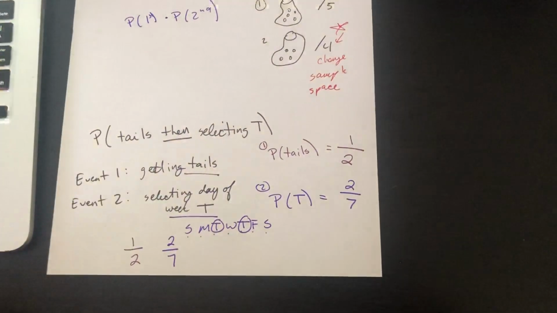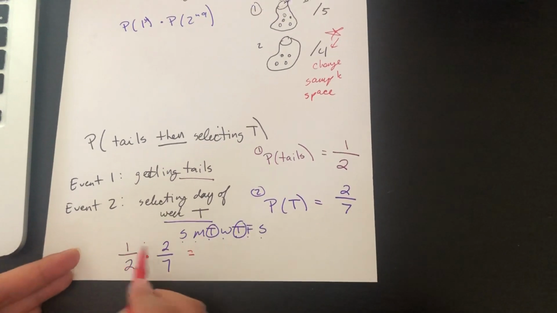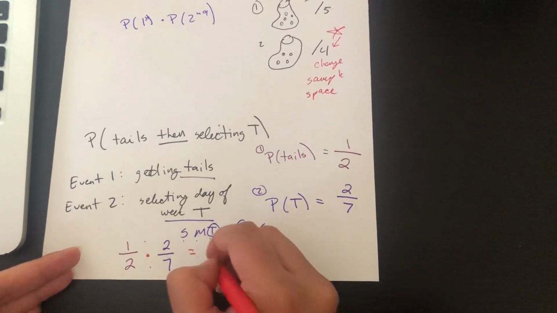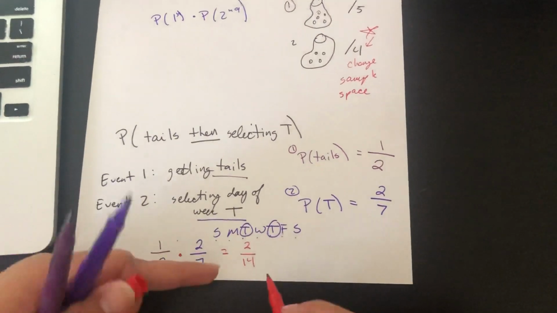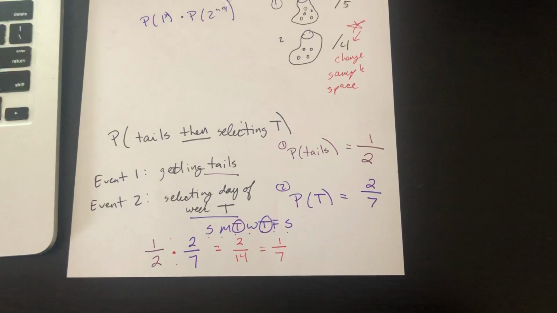Legit, all we're going to do is multiply. Multiplying across, 1 times 2 is 2. 2 times 7 is 14. If you put in 2 over 14, it would have worked. If you reduced it to 1 over 7, it also would have worked. You can stop there.